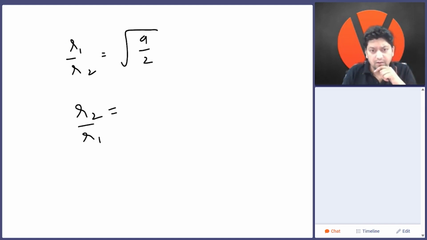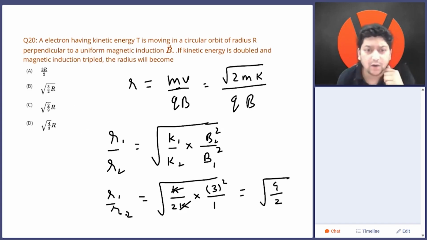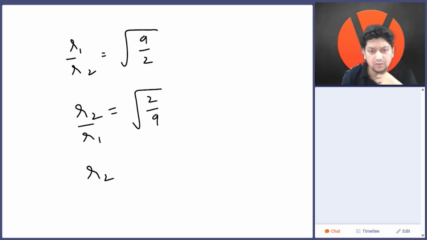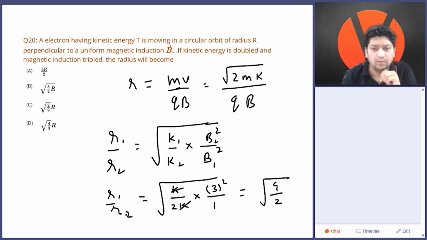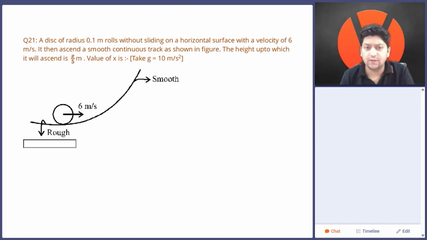R2 by R1 will be equal to 2 by 9 under root. What do we need to figure out? In terms of R, we need to give the answer. Okay, so R2 will be equal to under root 2 by 9 R1, or R1 is R. So under root 2 by 9 R. Option C is the correct answer. That's it. This is the way of solving this type of question. Let's move to the next question.